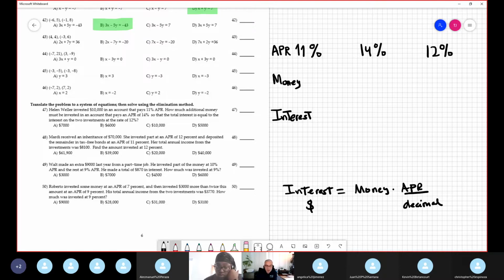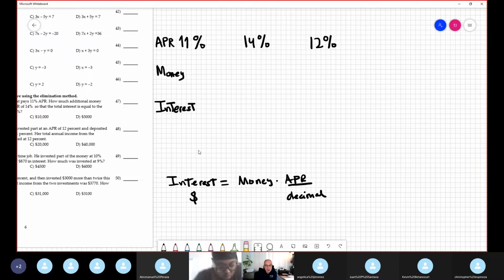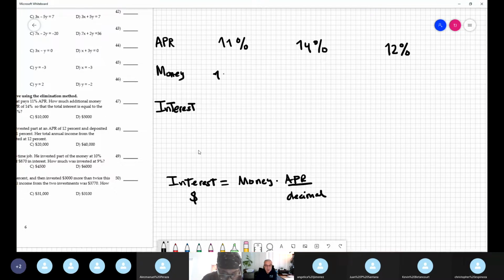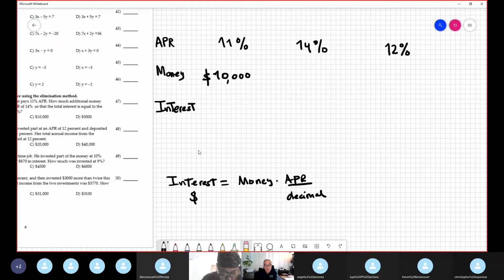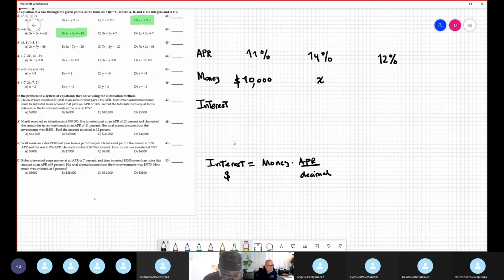Okay, so now, let me give more space for the table. You understand that we have 11%, 14% in another account, and another account at 12%. And we make a decision about what is the best. The money that Helen deposits in the 11% account is $10,000. Then the question says how much additional, I have no idea, so you put a variable. Additional, this is my goal, find the additional money. It must be invested in the 14% account.